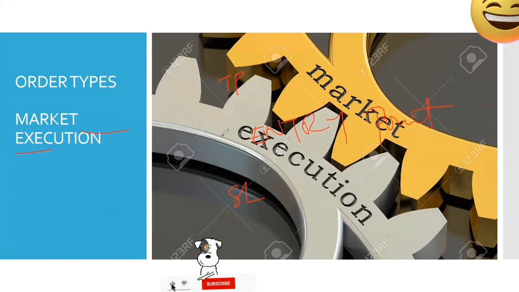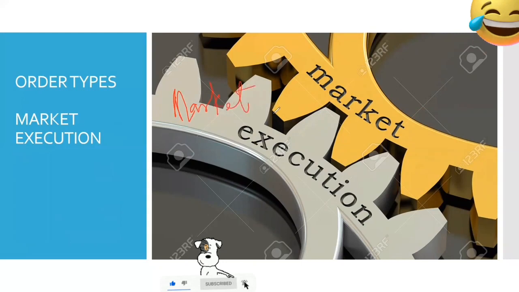Now, in the Forex market, entry point is also called order types, how to place an order, how to get into the market. They are so-called orders, okay? There are two different types of way you can enter into the market. Number one is through market execution.